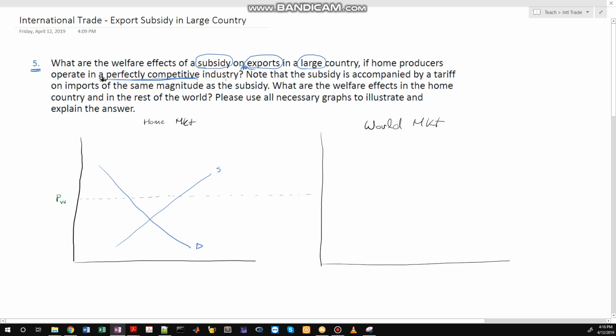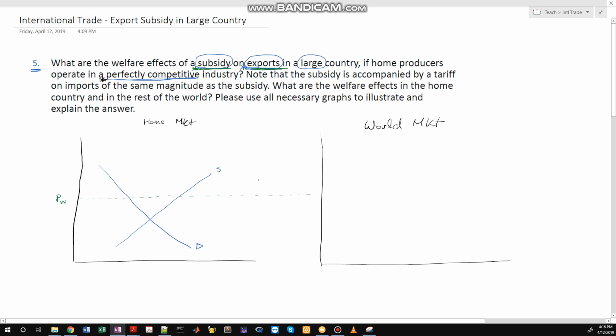Then we use the fact that it's a subsidy. What does it mean that it's a subsidy? It means that for each dollar, or for each export, because it's a subsidy on exports, for each export that a certain firm in my country does, the government is going to give it a set of money. So that means that the firm is going to get even more money from exporting above the world price.